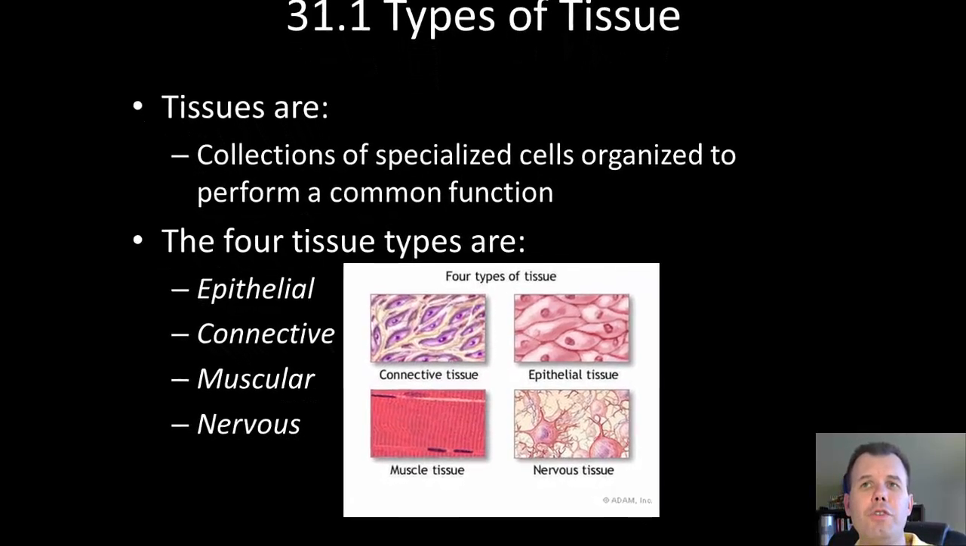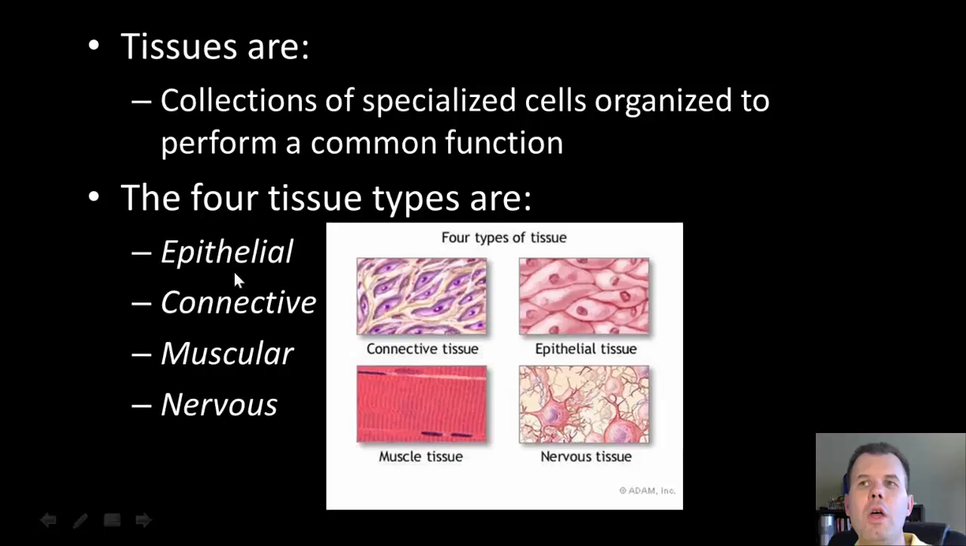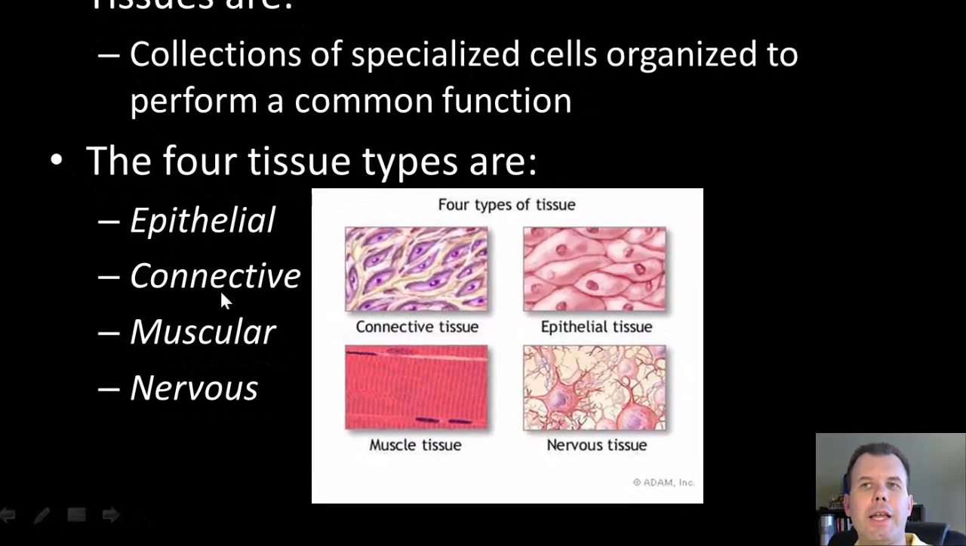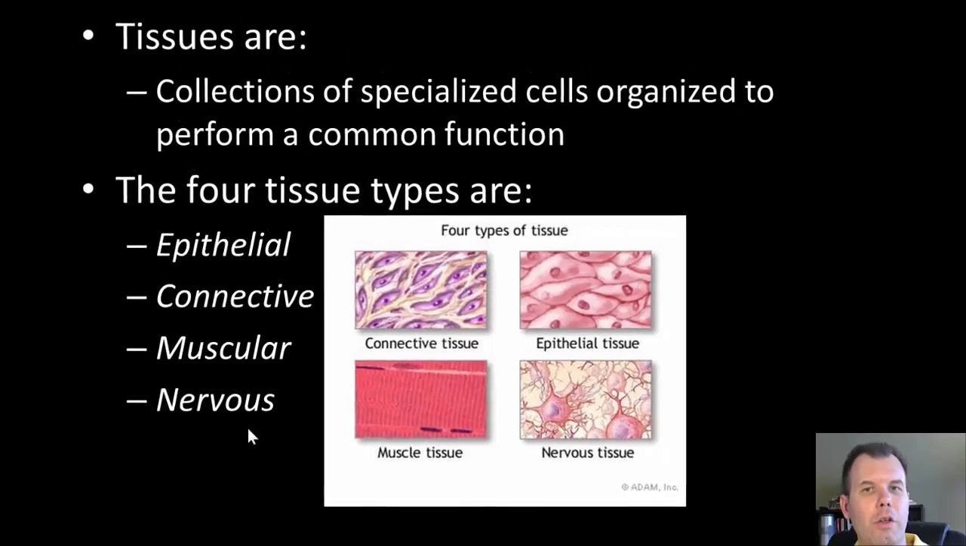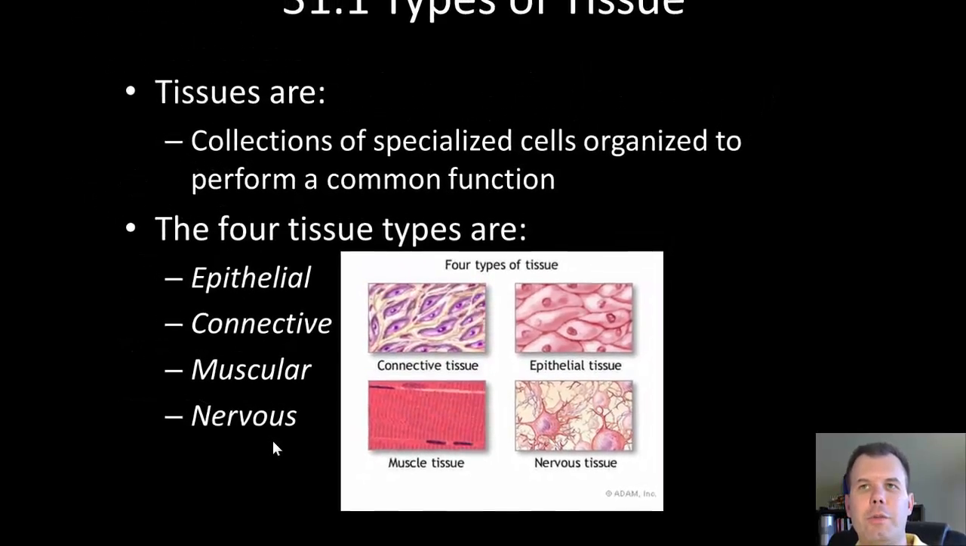The four types of tissues are the epithelial tissue, which you see over here, the connective tissue, which connects things together, the muscular tissue, which helps us move and also moves things through, and then the nervous tissue, which is responsible for sending signals. We're going to see all these different things, and we're going to take an in-depth, close look at all these different types of tissues.